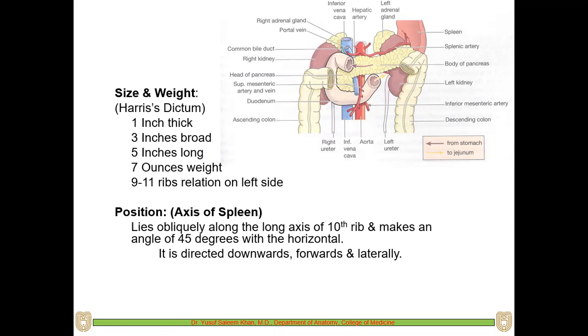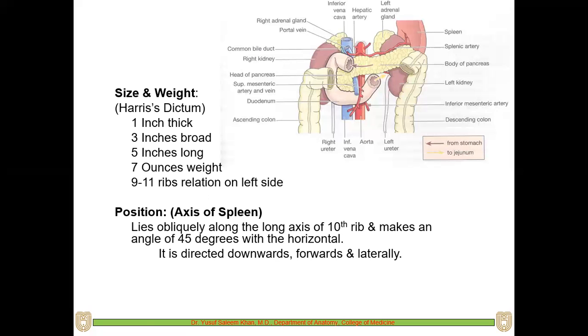1, 3, 5, 7, 9, and 11. So 1 inch in thickness, 3 inches in breadth. This is the thickness of the spleen here. The breadth is almost 3 inches, the length is 5 inches, the long axis is called the length, and the weight is almost 7 ounces. It is between the ninth and the 11th rib. The ninth rib will be on the top and the 11th rib below, so it is passing in the position of the 10th rib. It is related to the ninth and 11th rib on the left side, because the spleen is on the left side.